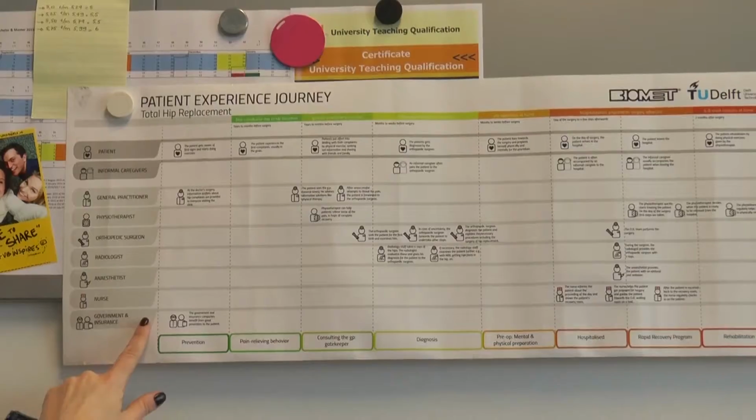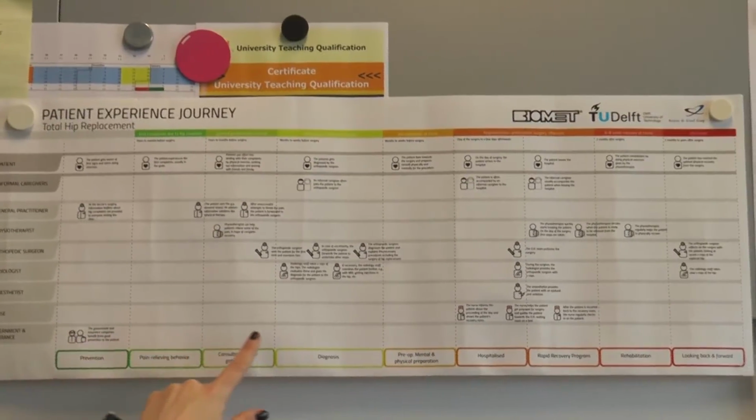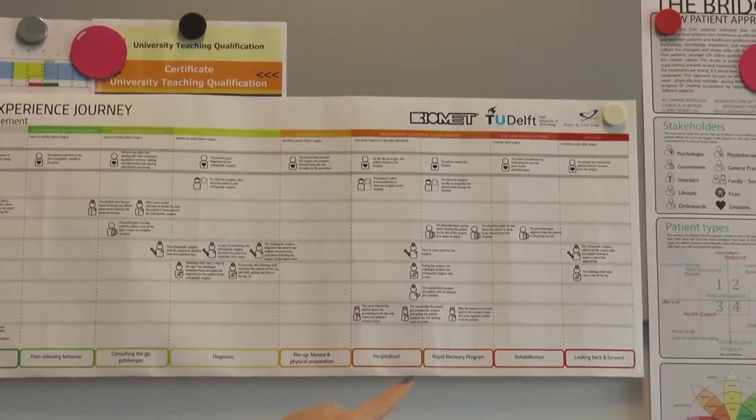So in this bigger collaboration with these orthopedic surgeons, we already made a patient journey, this one. It starts with prevention, having pain, going to the GP, going to the orthopedic surgeon, having surgery, and then having rehabilitation. And what Roselle did, she focused on the consult, and she made the patient journey of only the 12-minute consult. And here you see the example that she made.